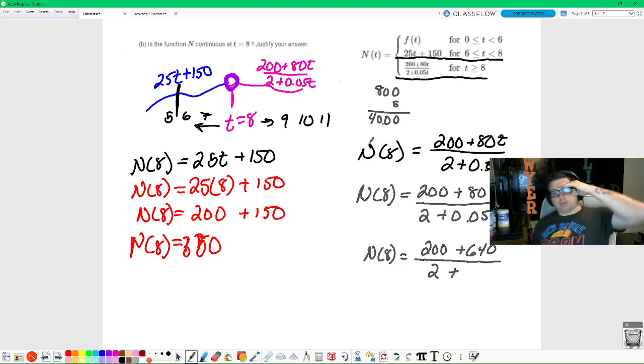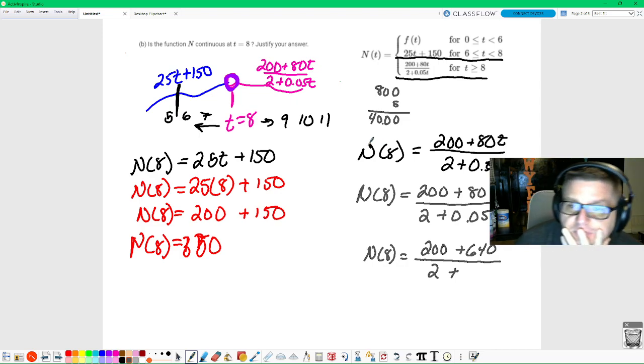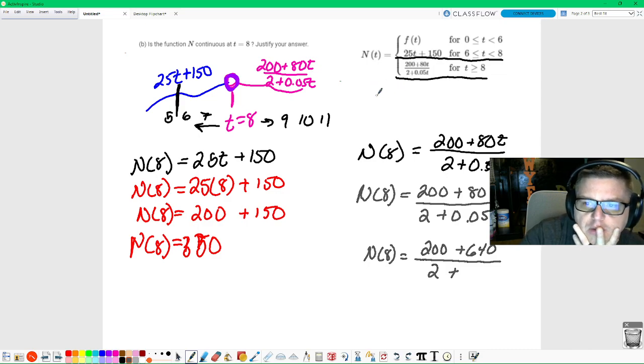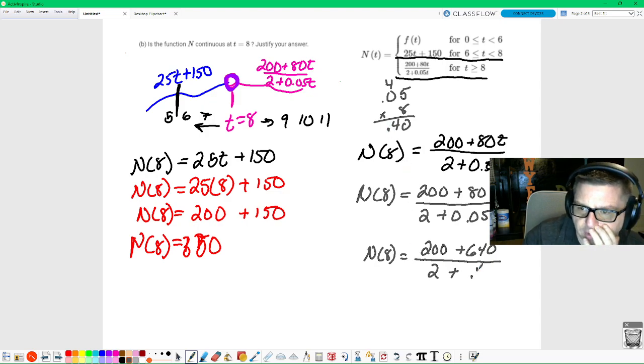Am I screwing up? No, it's got to be this. My bad. Hold on. 0.05 times 8. 0, carry 4, 4, and then there's 2 numbers, so it's got to be 0.4. It has to be 0.4.